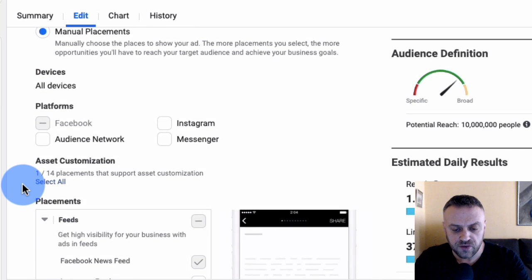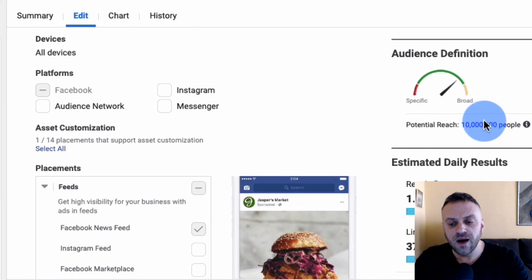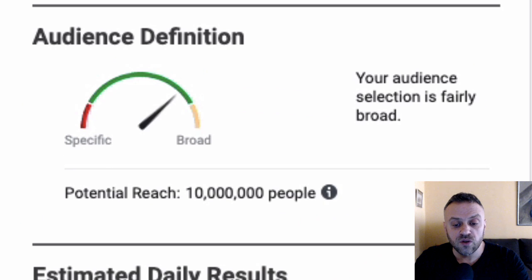So now it's only newsfeed, okay? Only newsfeed. And we're down to 10 million. 10 million is a really good ad set, okay? I like to typically go from 1 to 5 million, but over time, Facebook has gotten smarter. So I don't have any reservations of doing a 10 million ad set.